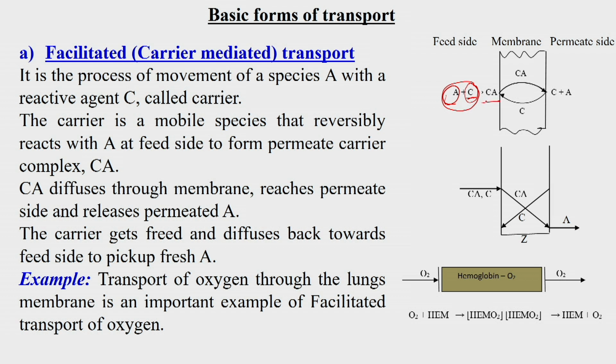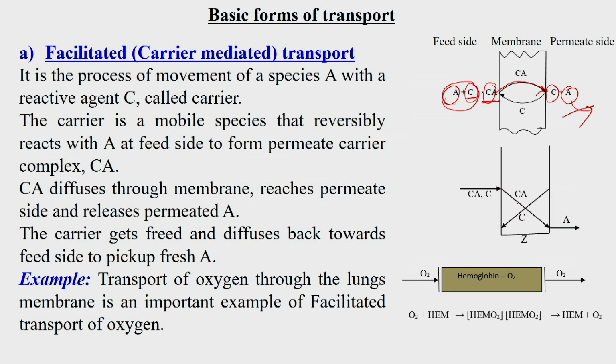Now it will make one complex, CA. Okay. The carrier is a mobile species that reversibly reacts with A at the feed side to form the permeate carrier complex CA. So, it will move from one side of the membrane to the other side, and on the other side C will free A. Okay. This CA diffuses through the membrane, reaches the permeate side and releases the permeated A. So, here A will be separated like this.